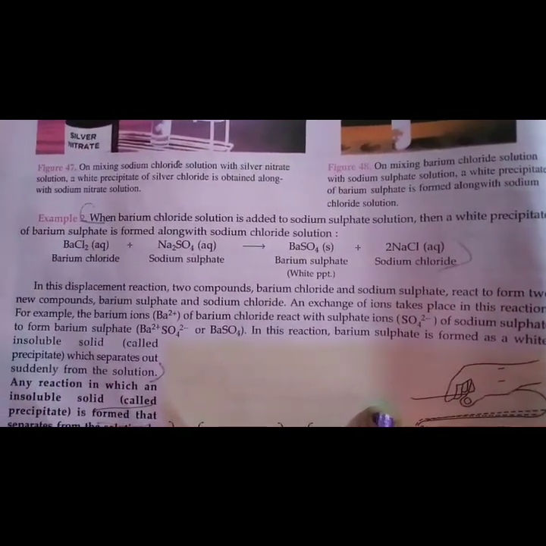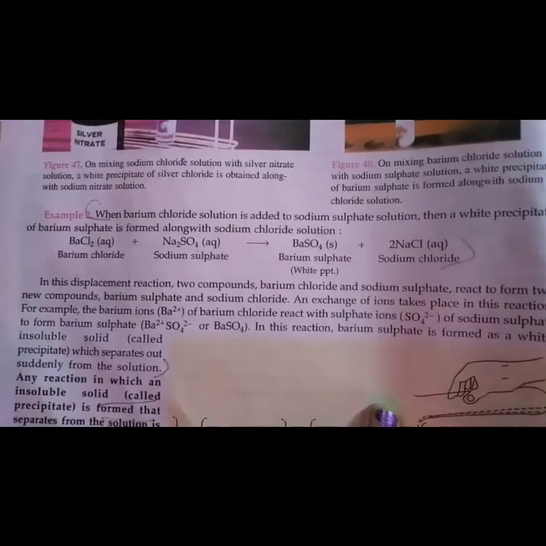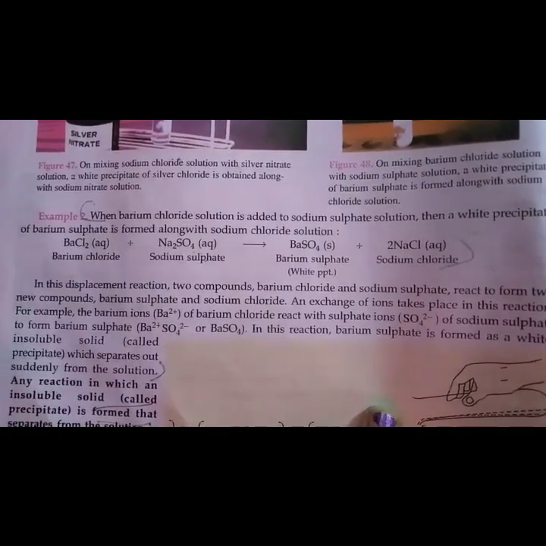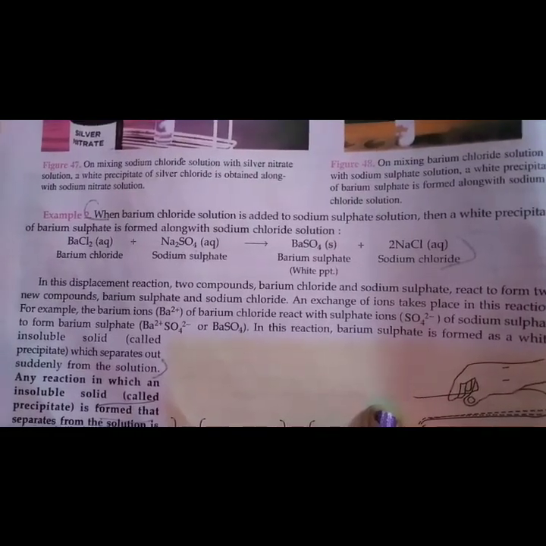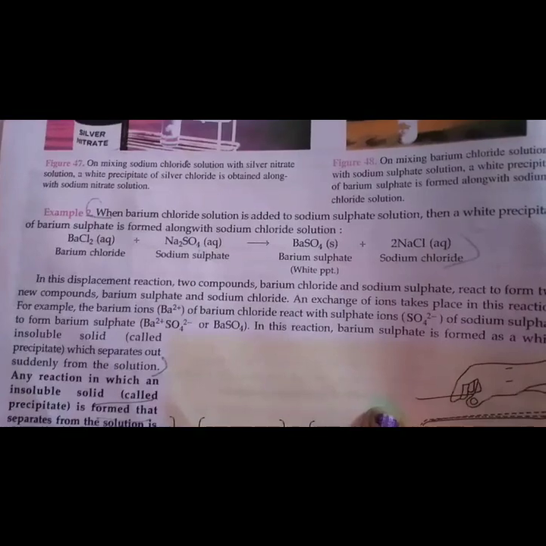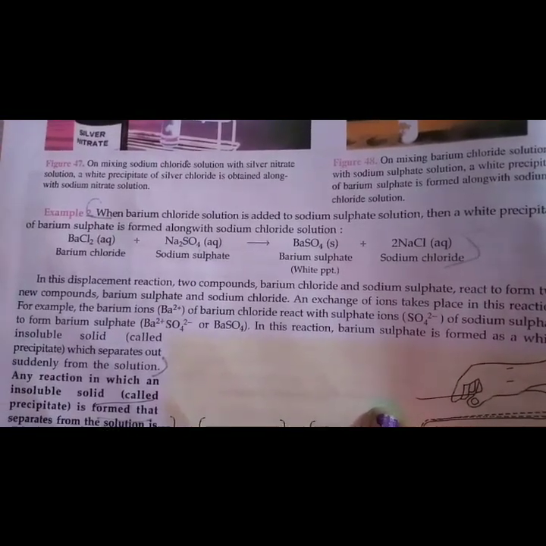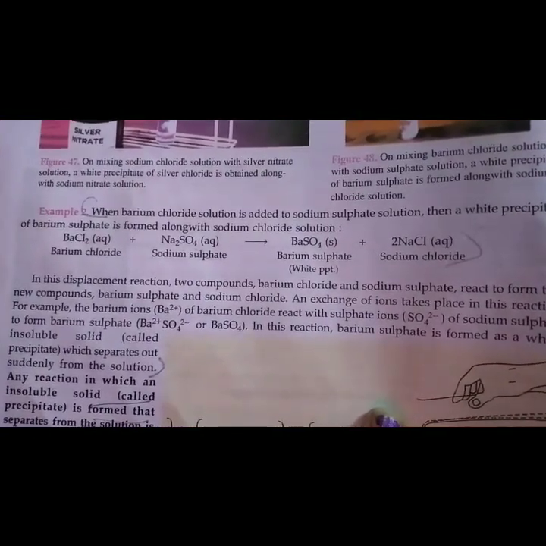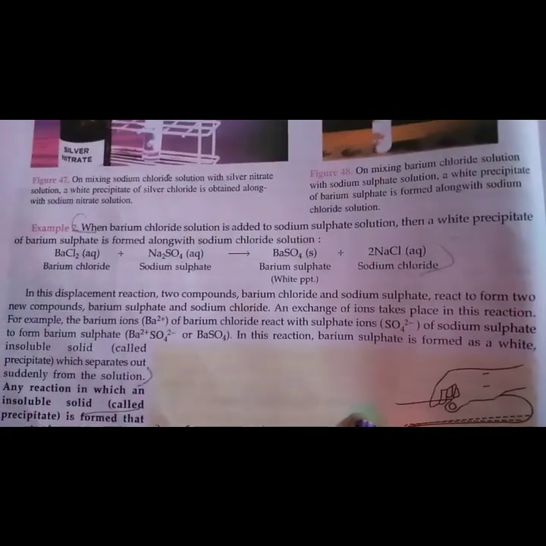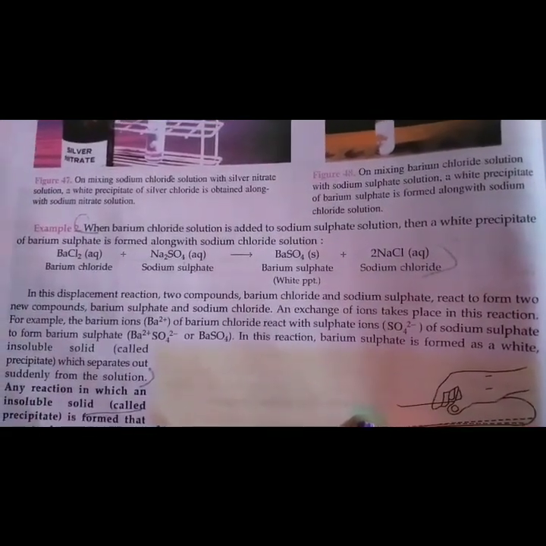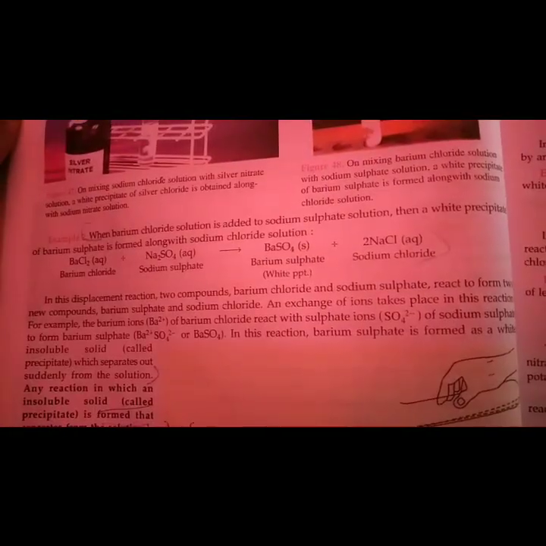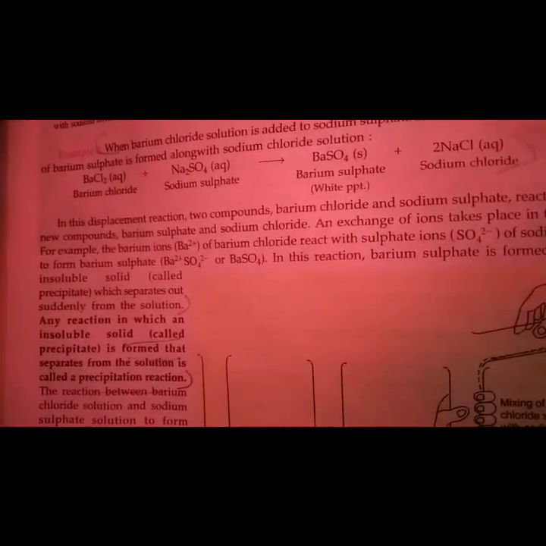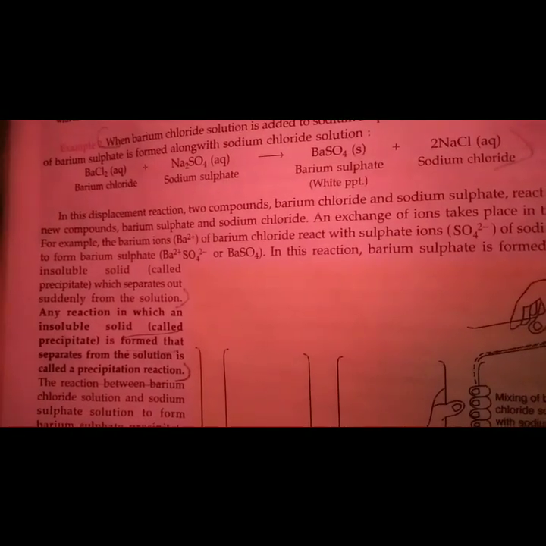Now the barium ion combines with the sulfate ion of sodium sulfate to form barium sulfate, which is in the form of a white precipitate, and sodium combines with the chloride of barium chloride to form sodium chloride. So we see that the ions exchange among themselves and two different compounds are formed, and one compound is formed as a precipitate. So a double displacement reaction can also be called a precipitation reaction because a precipitate is formed.